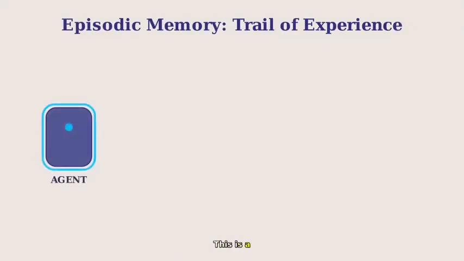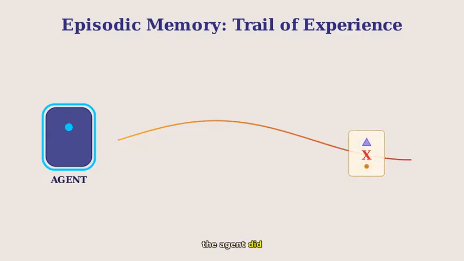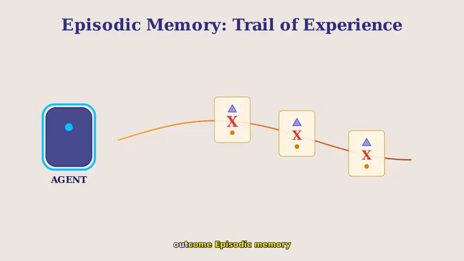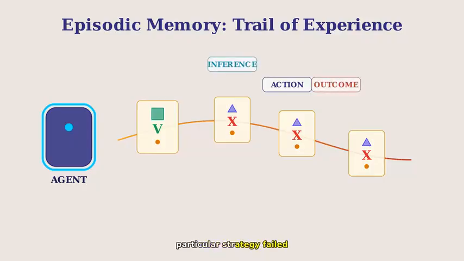The third type is episodic memory. This is a record of the agent's past task experiences, not just knowledge, but the history of what the agent did, what happened as a result, and what it could infer from the outcome. Episodic memory allows an agent to learn from experience. If a particular strategy failed 3 times and succeeded on the 4th attempt, episodic memory holds that history. The agent can reference it.